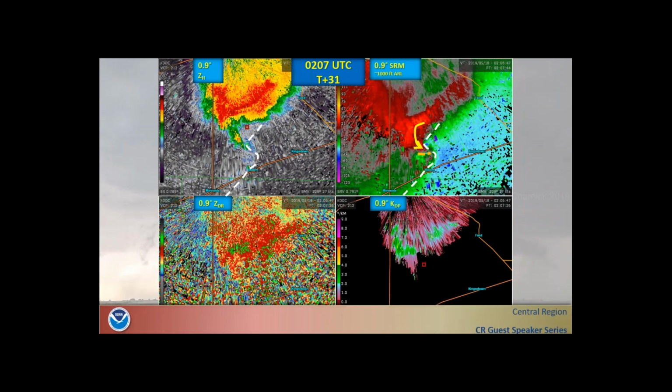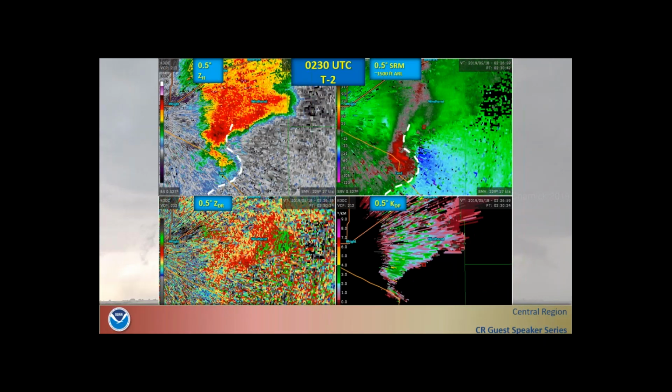Now, this was a cyclic supercell, so obviously this tornado eventually ended, but the next one, we'll jump 2 minutes prior to tornadogenesis. Once again, we see this same signal.